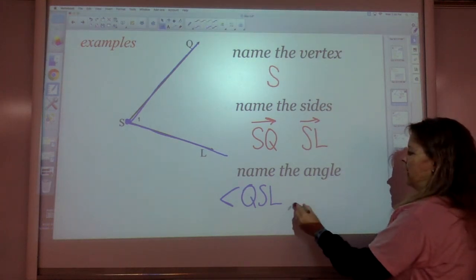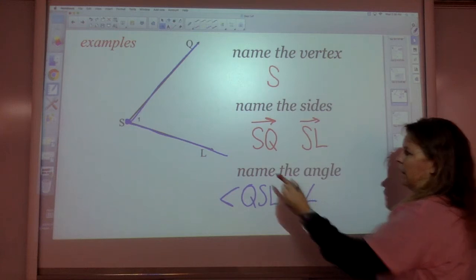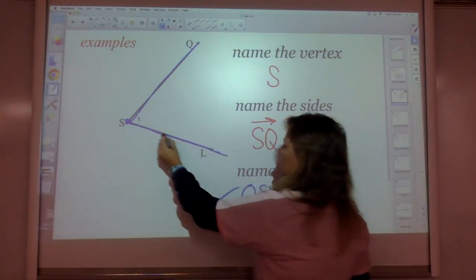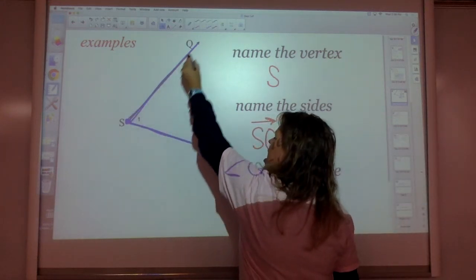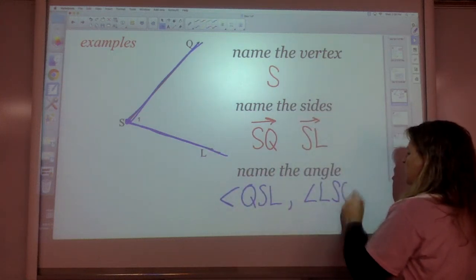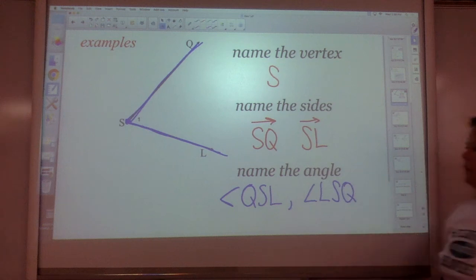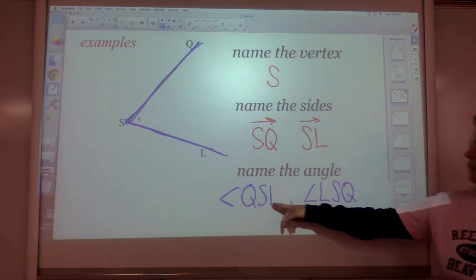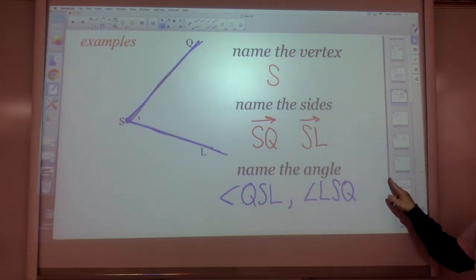But that's the exact same angle as angle LSQ. Again, I did not pick up my pencil. I still was able to trace it and draw the perfect angle, but my S is the vertex, which is in the middle.